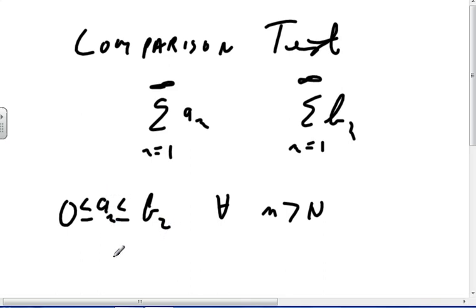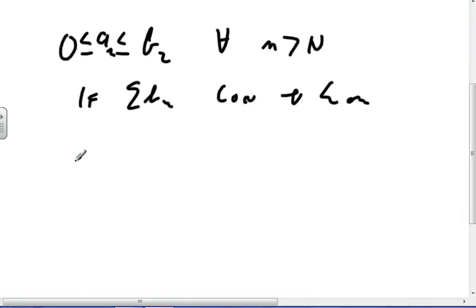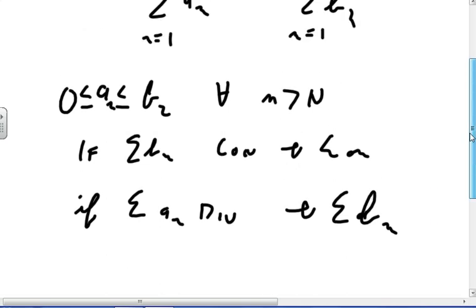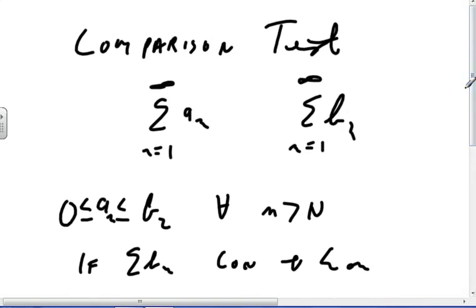If that's the case, if the summation of b_n converges, so does the summation of a_n. And if the summation of a_n diverges, so does the summation of b_n. So that's a comparison test. If we have a series that we think might converge, and we can show that it's less than the individual terms in another series, then we can use that test.